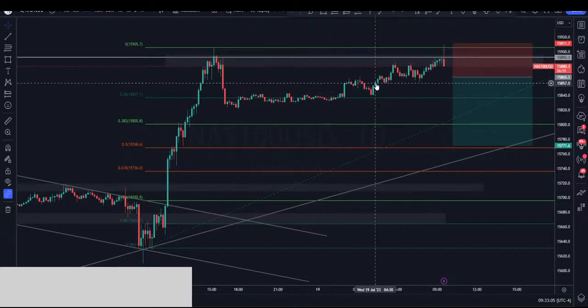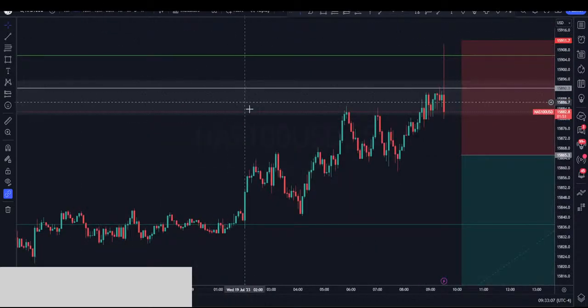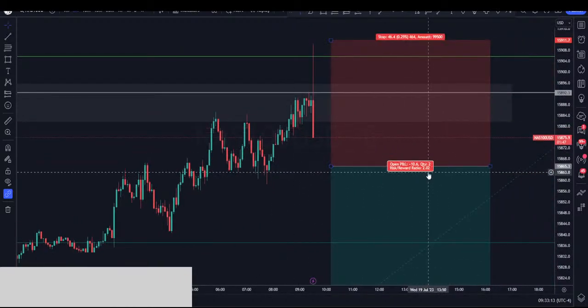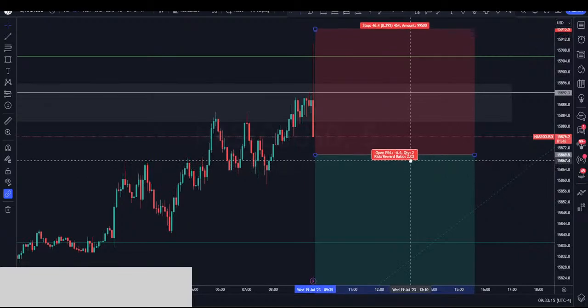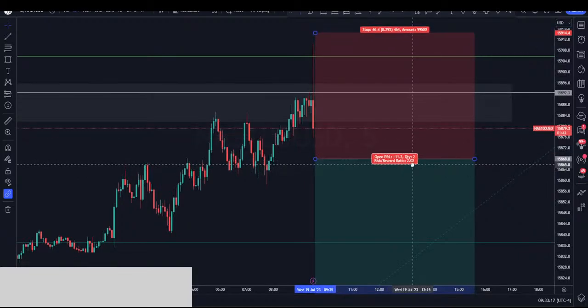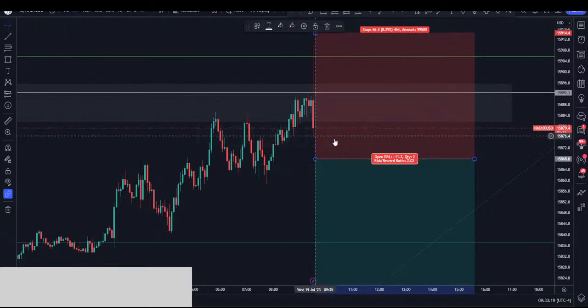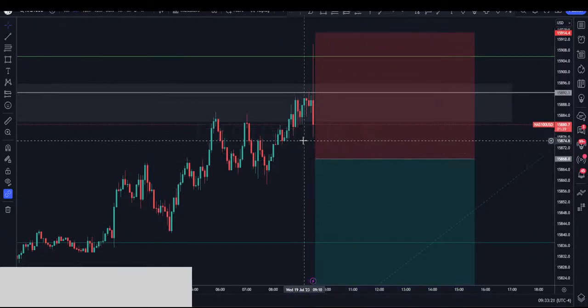Alright guys, this could be an entry here. I'm having issues with my terminal right now, so just wait for a confirmation candle. We need a 5-minute close, and then you could probably take that short. Give me a few minutes. I'm not getting a connection here for some reason.